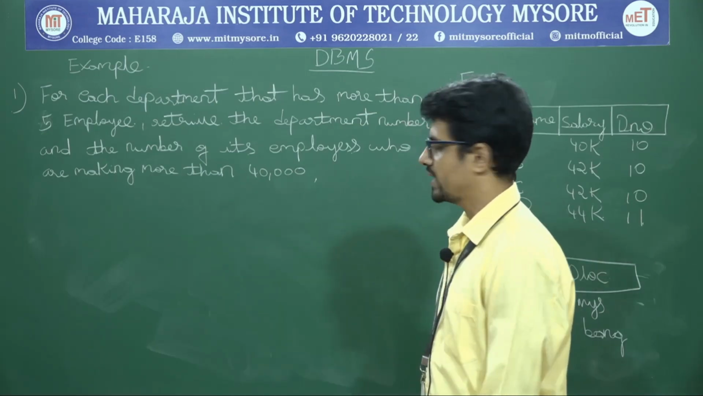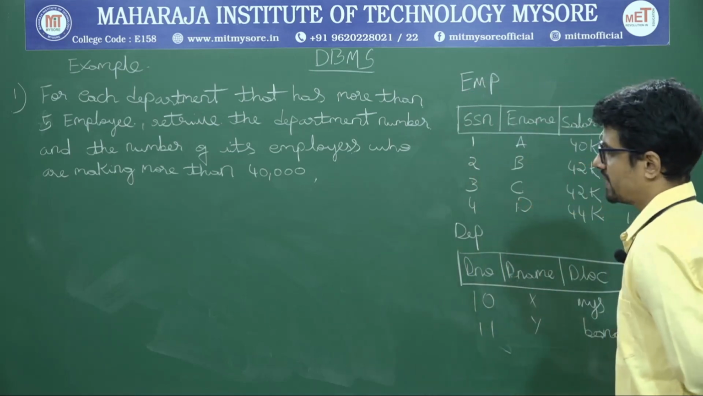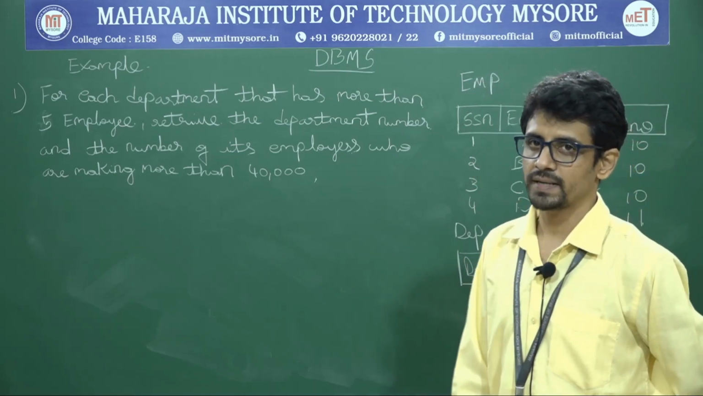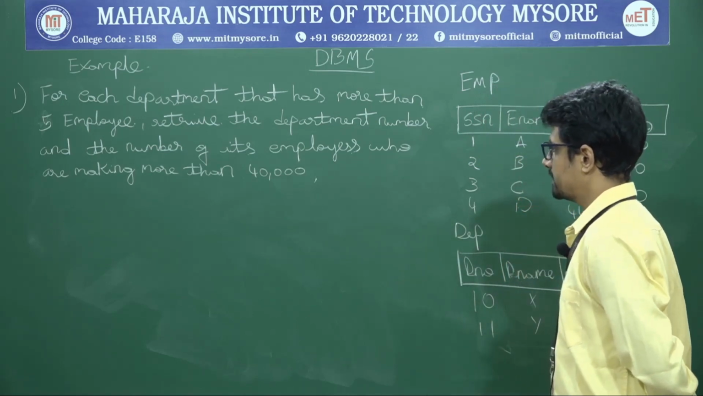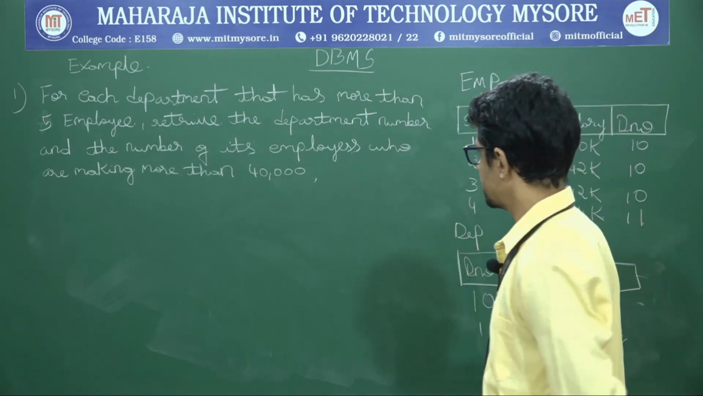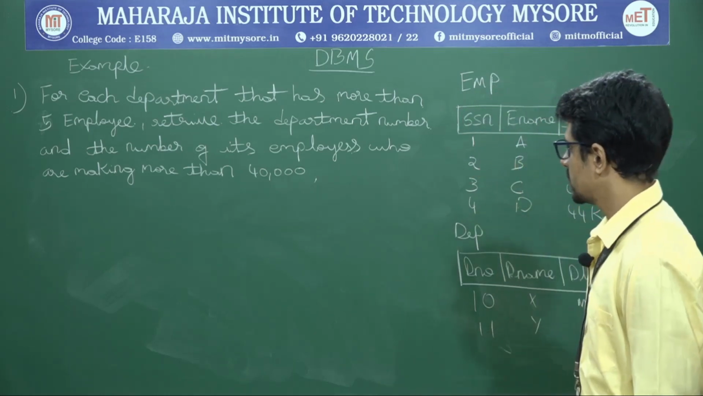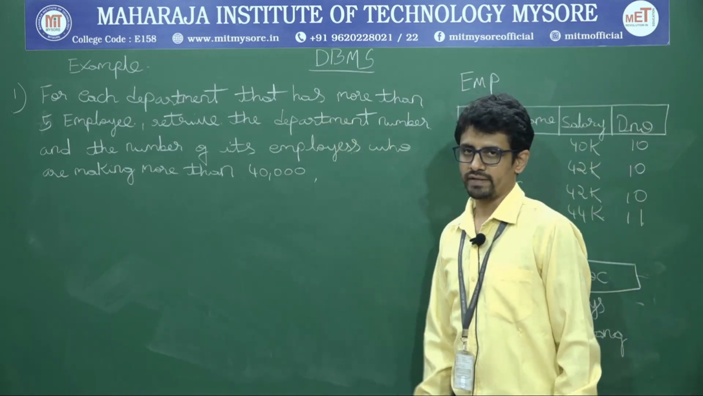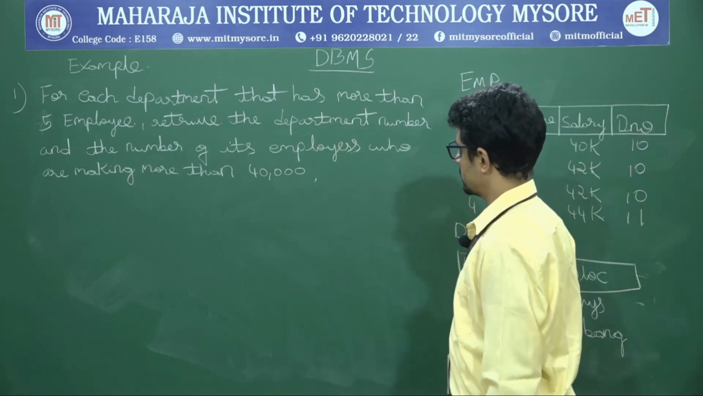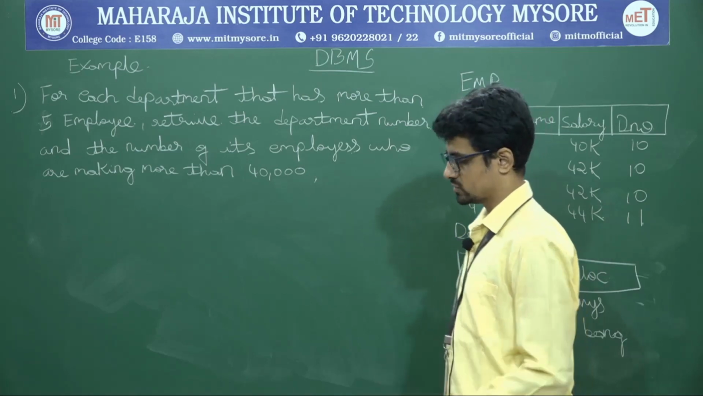The next example is: for each department that has more than 5 employees, retrieve the department number and the number of its employees who are making more than 40,000. This looks like a subquery in which we retrieve the department number and the number of its employees who are making more than 40,000.